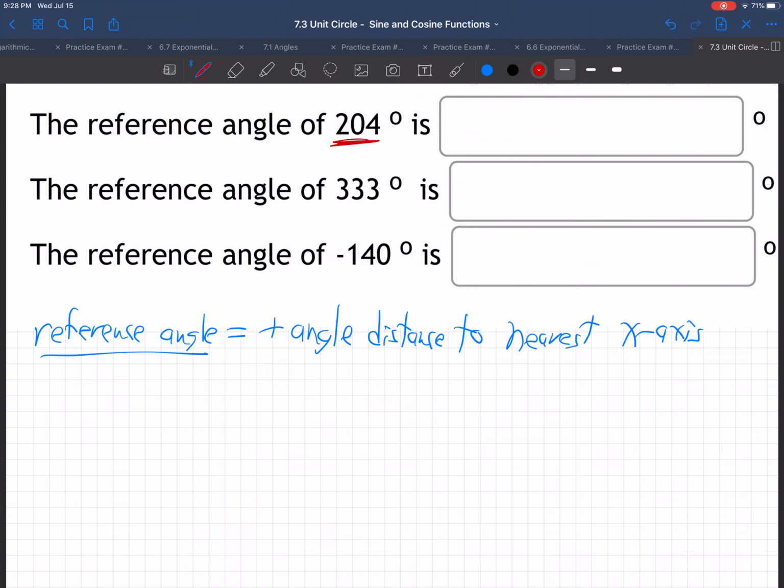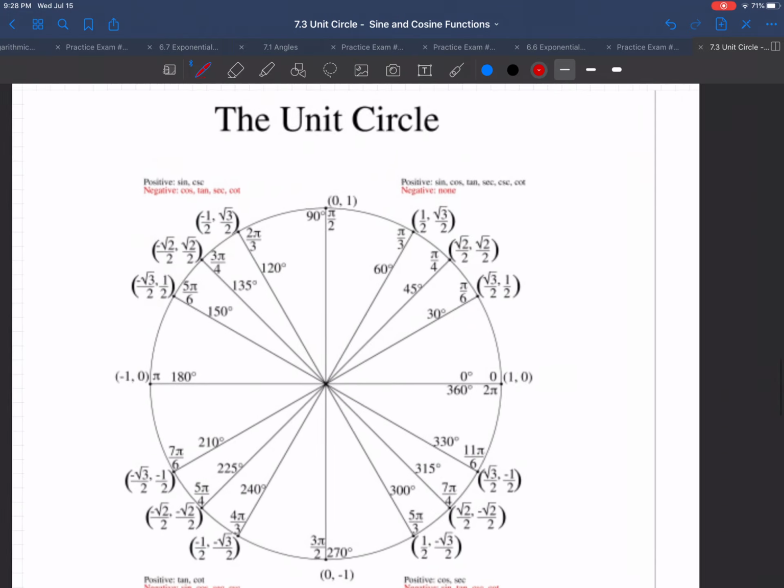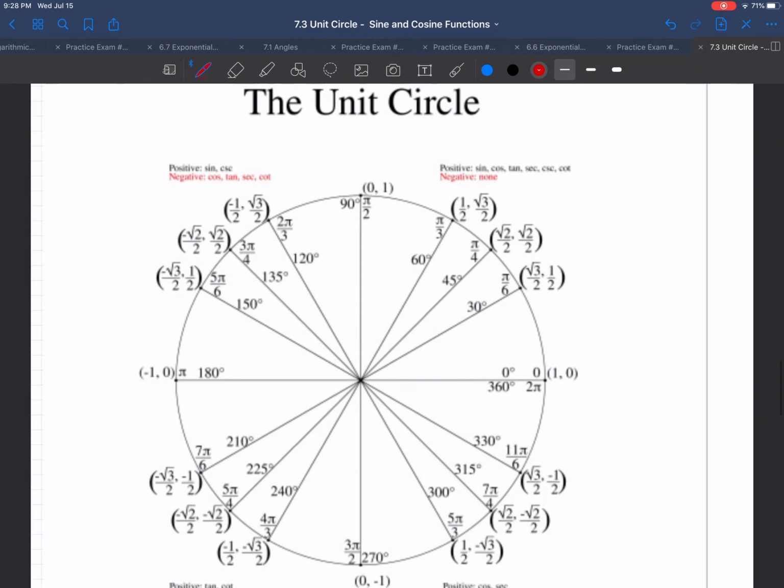So let's take 204 degrees. What I would suggest is you go to the unit circle. You'll have this in your notes. I'm sending this to you. 204 degrees. Now that's not on our chart, but we know about where it is, right? Because if this is 210, here's the center. 240 must be, 204. I keep saying 240, don't I? 204, that'll work, I guess. All right, so about right there, we'll say that's 204.